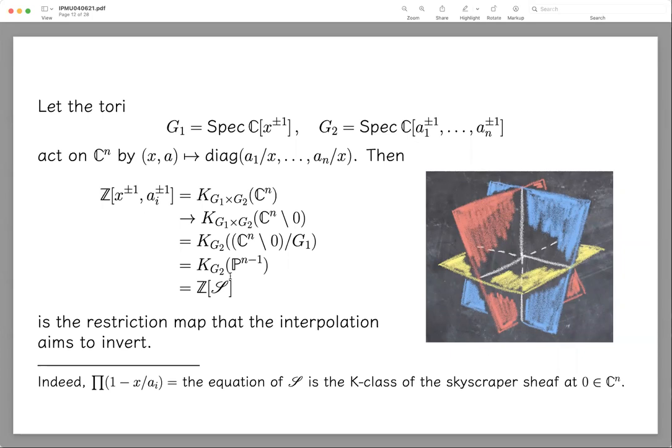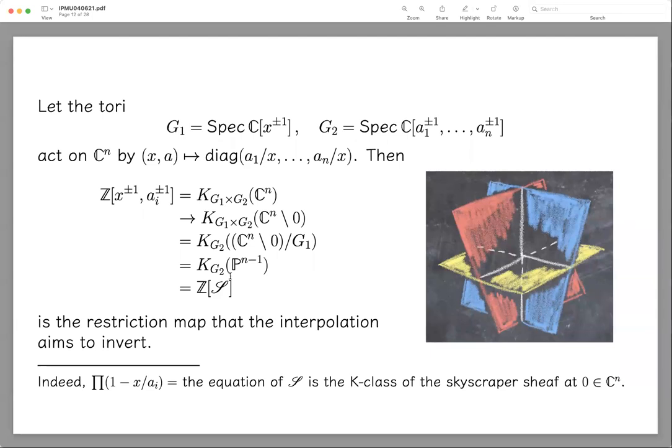Now the crucial step. If I have a vector bundle on something larger, I can restrict it to something smaller. So there is a map from the K-theory of C^n to the K-theory of C^n minus 0. The rings themselves go contravariantly with the map, which means their spectra will go covariantly with the map. From the larger we restrict to the smaller, which means the spectrum of the smaller will embed into the spectrum of the larger.